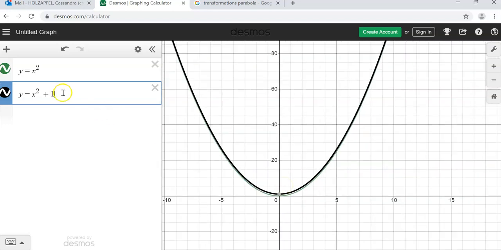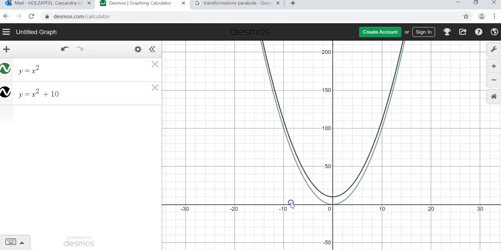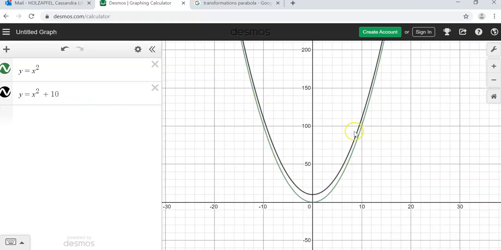All right, I might pop in a higher value. There we go. So now we can actually see, if I go plus 10 on the end, all I've done is move that line up. Okay, so what happens then if I was to subtract 10? What do you think would happen then?